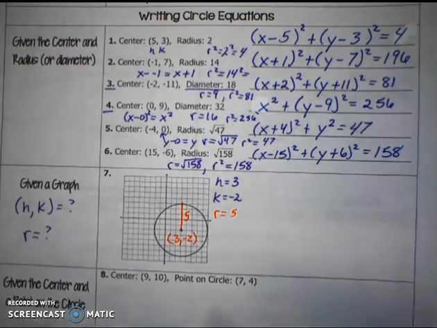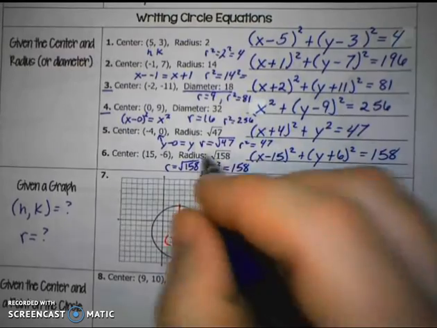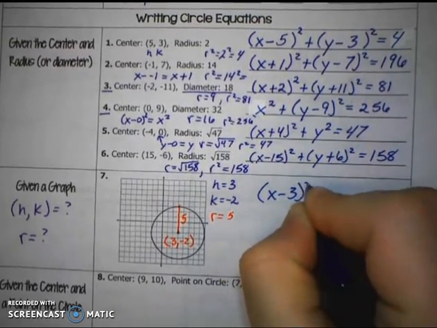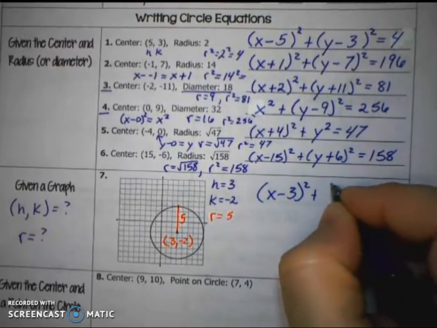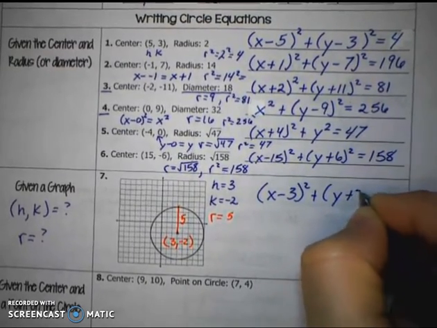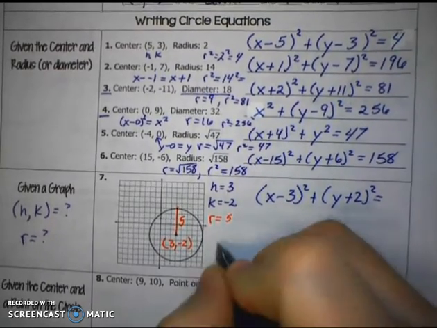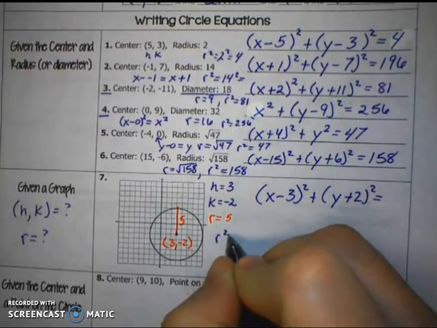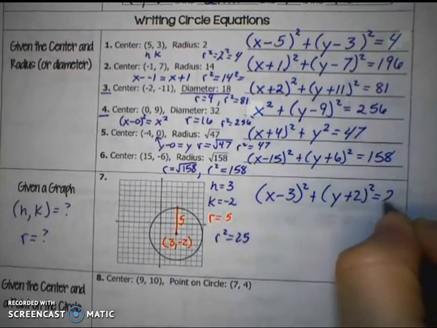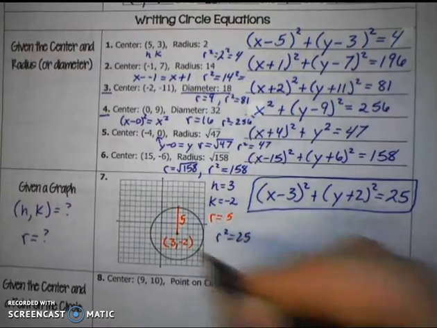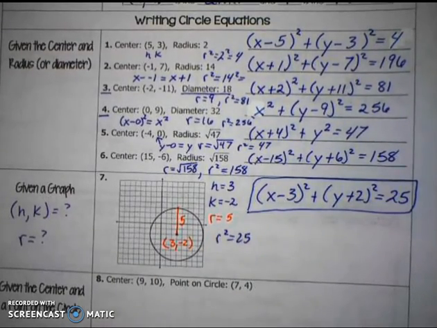So that's enough to write our equation. I can plug in x minus 3 squared plus y plus 2 squared equals our radius of 5 squared. If r is 5, r squared is 25. And that is the equation of the circle in this graph.